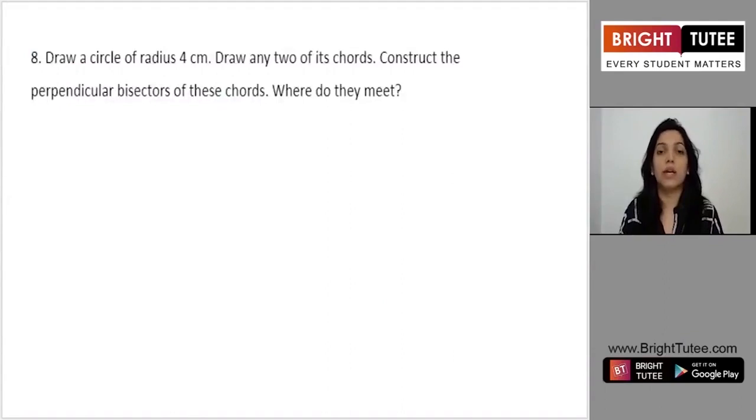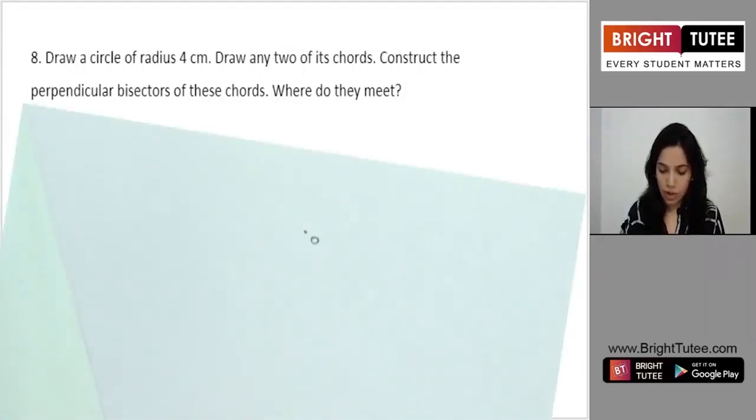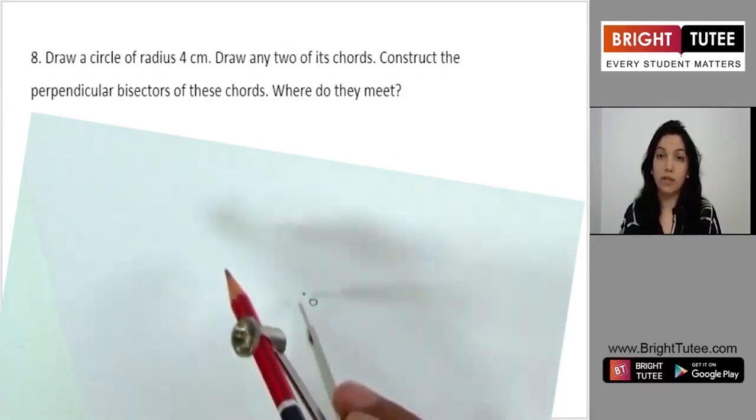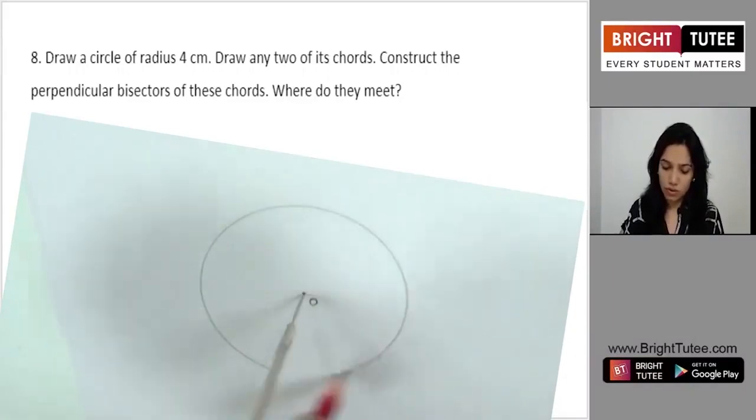Now, moving on to the next question. Question number 8. Draw a circle of radius 4 cm. Okay. So, first of all, what you need to do, let's mark any point, say O, and keeping 4 cm as the radius, measuring this from the ruler using the compasses, we draw a circle, right?